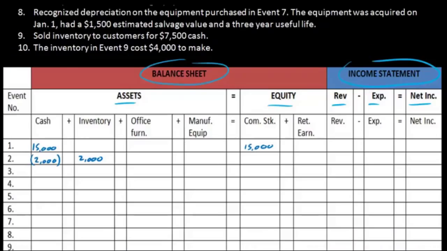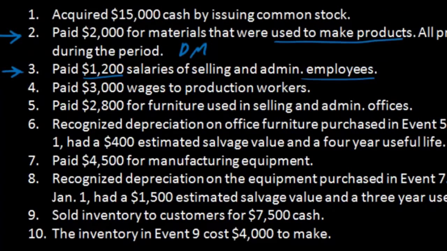So our cash is going to go down 2,000 because we bought the direct materials, but we're not going to expense them. And remember, if we have direct material, any product cost, we're just going to put it in the inventory, and that's it. No impact on the income statement would be seen, not until the inventory is sold.